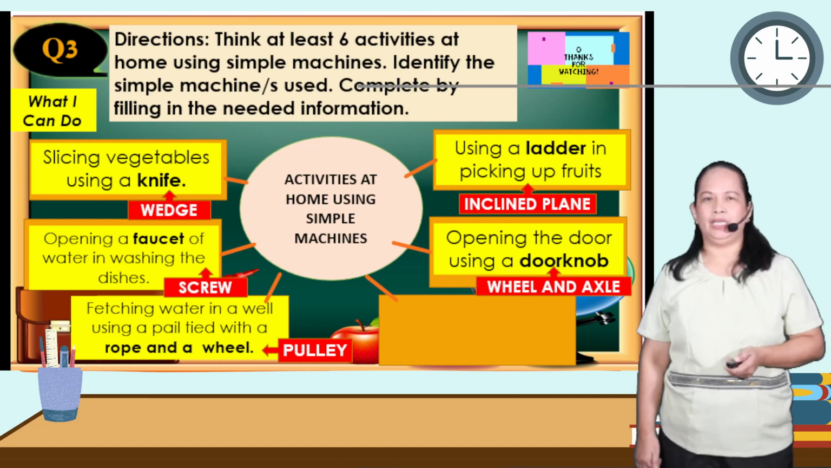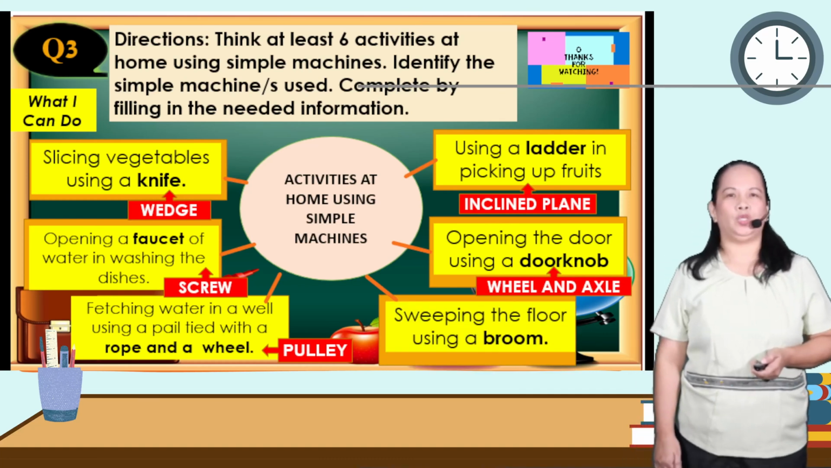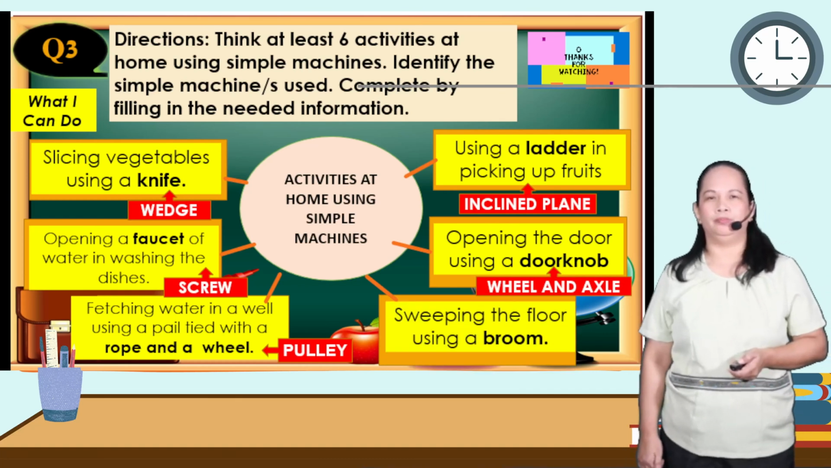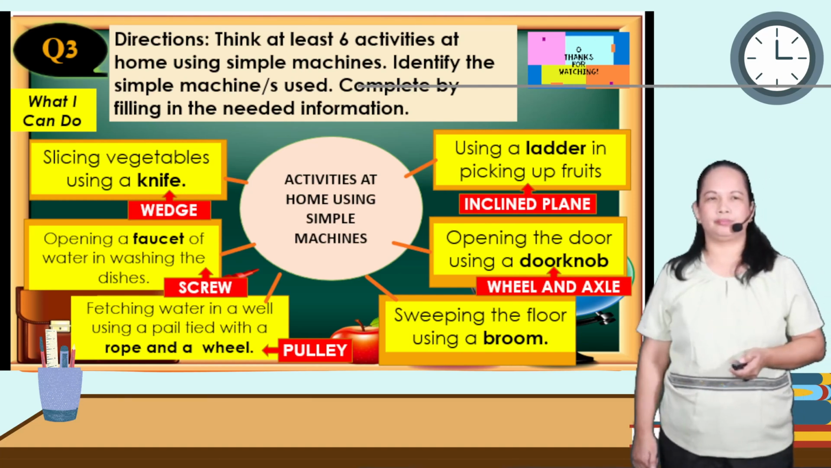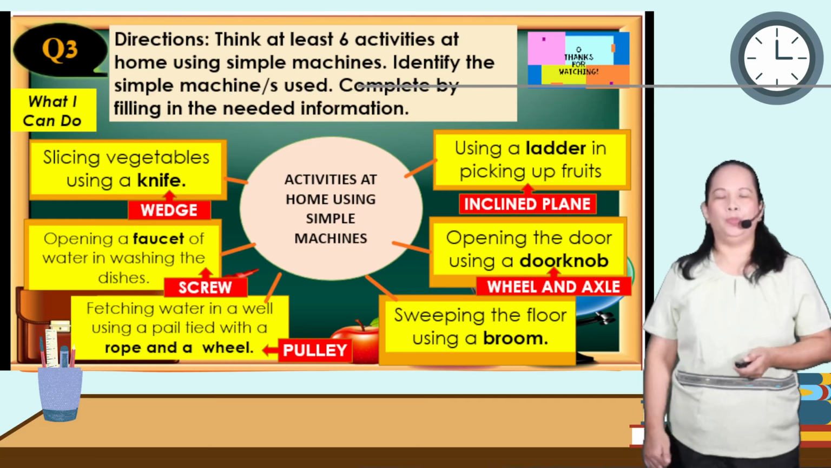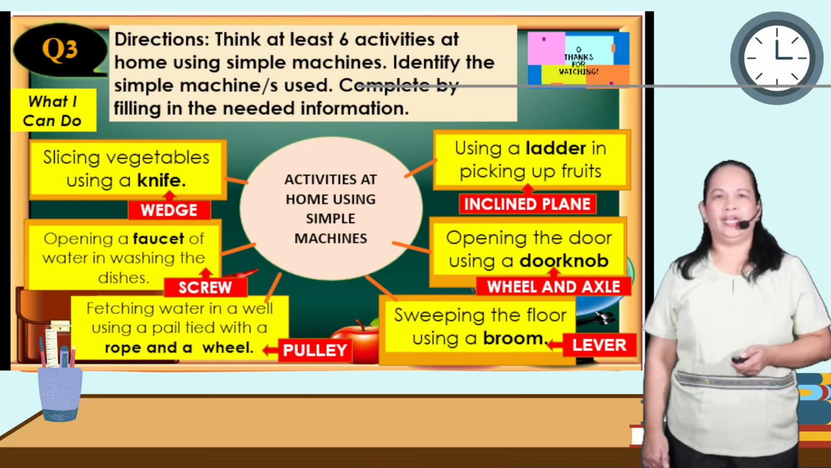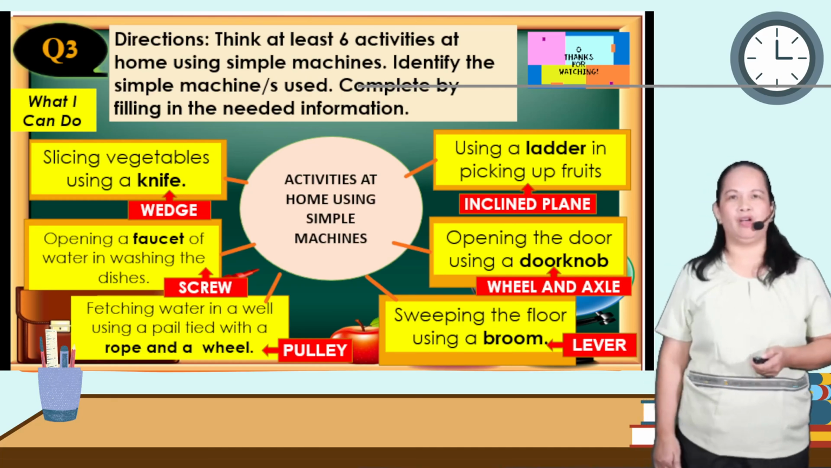Next activity, we have sweeping the floor using a broom. So what is the device used there or tool? It is the broom. It is an example of lever. Okay, very good grade 6 learners for a job well done.